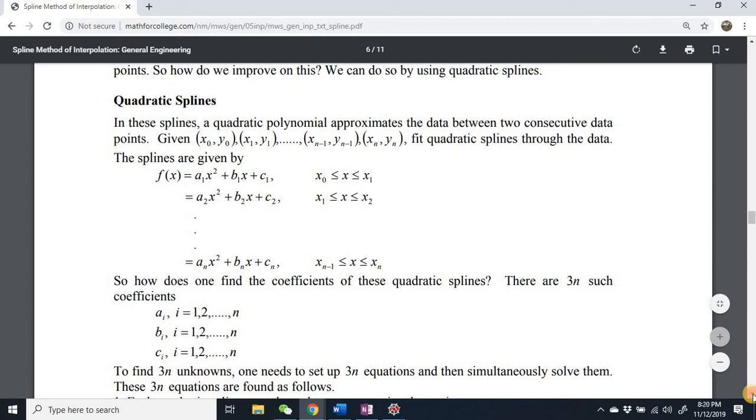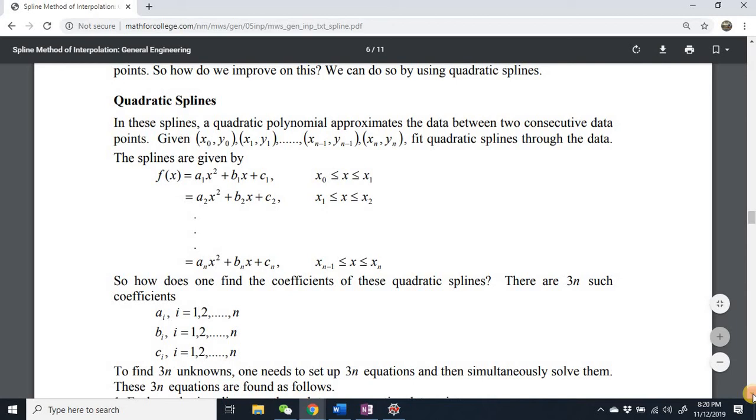For instance, at x1, the value of this function has to agree with the value of this function. So that means a1 x1 squared plus b1 x1 plus c1 equals a2 x1 squared plus b2 x1 plus c2. That's one equation. Now that's a linear equation. It looks like it's not linear, but it's linear because the x's are known and the a, b, c are unknown. So notice the equations are linear in the coefficients. So if it's a linear equation, you can set it up as a matrix equation.